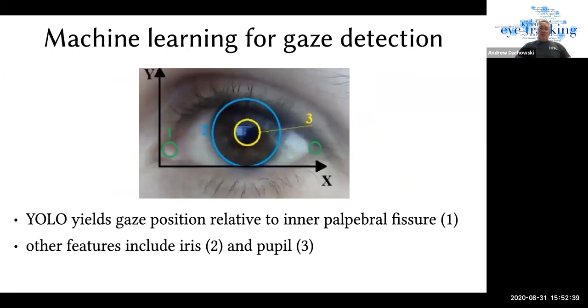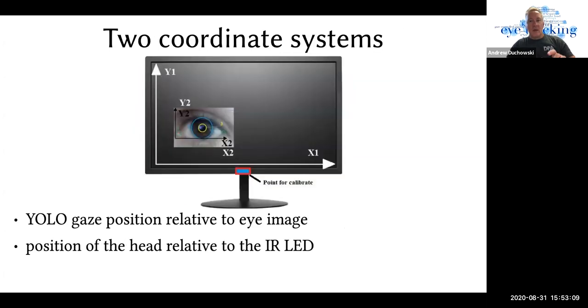And so YOLO, once trained, will yield gaze position relative to point 1, that is identified here as the inner palpebral fissure. The other features you can get are the iris and pupil, so he's got those color labeled as 2 and 3 there after training. So the point here is you get the X and Y coordinates with respect to number 1 there, the inner fissure.